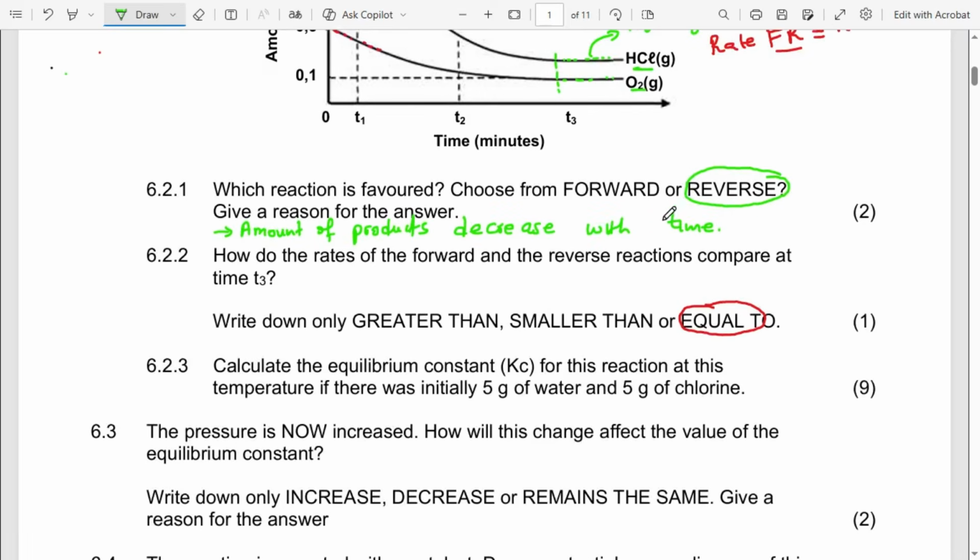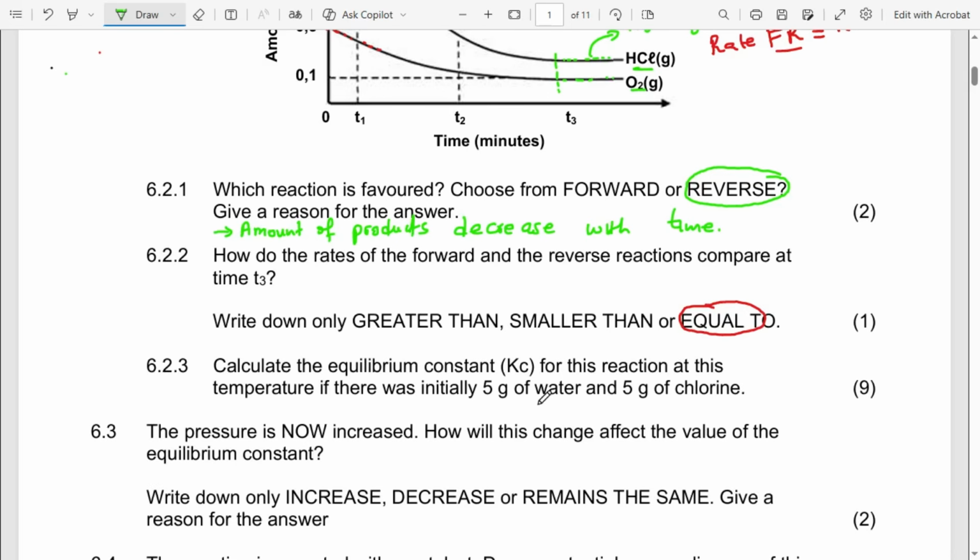Wow, let's go to one of the most interesting questions, where we have to calculate the equilibrium constant for this reaction at this temperature, if there was initially 5 grams of water. Okay, so look at this.